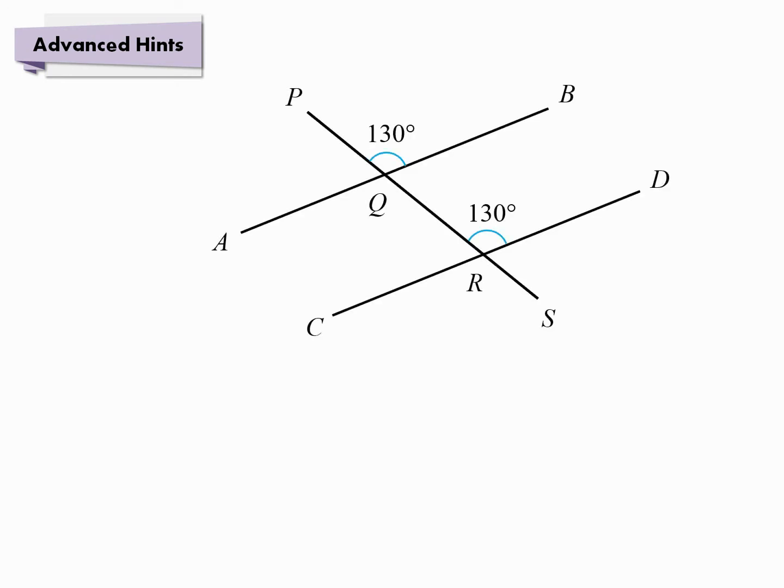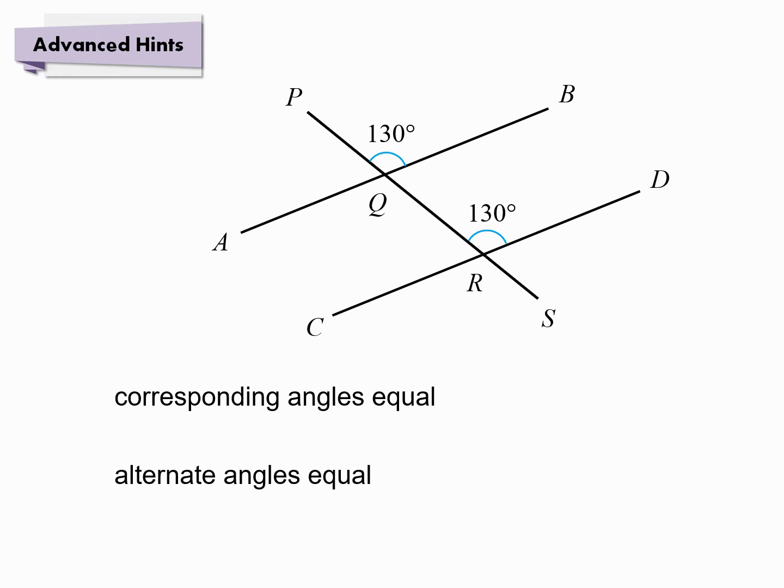One difficult part in this chapter is that most of the students do not know how to use the converse of the previous three theorems. They are corresponding angles equal, alternate angles equal, and interior angles supplementary. These three theorems will only be used when proving two lines are parallel. Take this as an example. We have to prove that AB is parallel to CD.